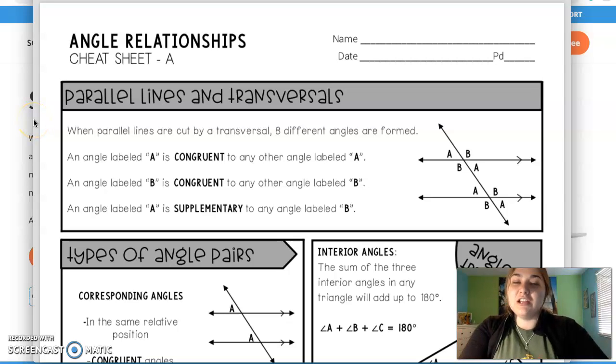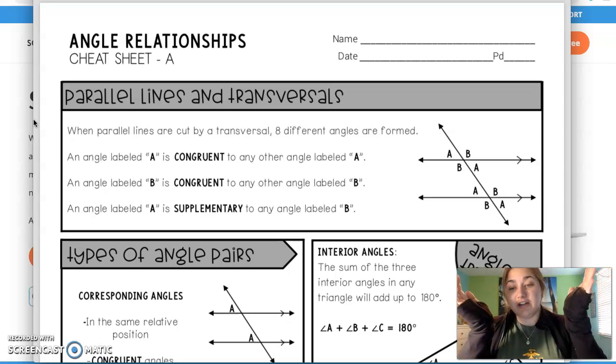Happy Monday. So we're just going to go through angle relationships. That's the theme of today. And I just want to go through our cheat sheet real quick just to remind you of some terms that we may have forgotten over time.